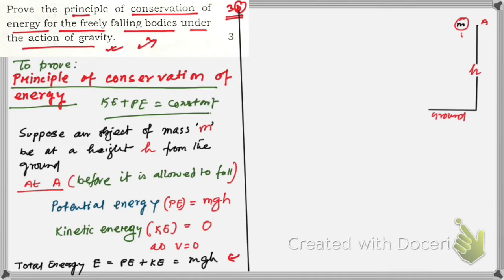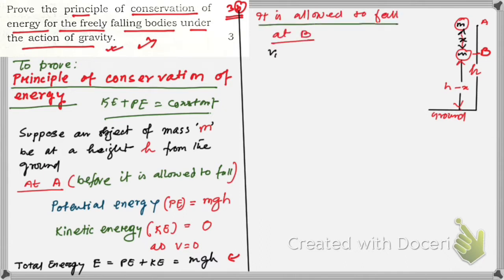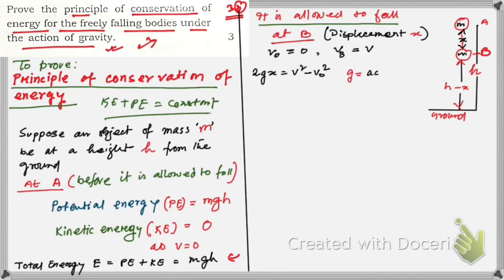Now suppose it is allowed to fall and reaches position B. To reach this position, the object covers a distance of x, suppose. Then the height from the ground is now h minus x. The initial velocity v naught before it was allowed to fall is 0, and at position B the velocity is suppose v, and the displacement is x. We know the formula v square minus v naught square equals 2gx, where g is the acceleration due to gravity. If you put the value of v naught, which is 0, you will get v square equals 2gx. This is equation number 1.